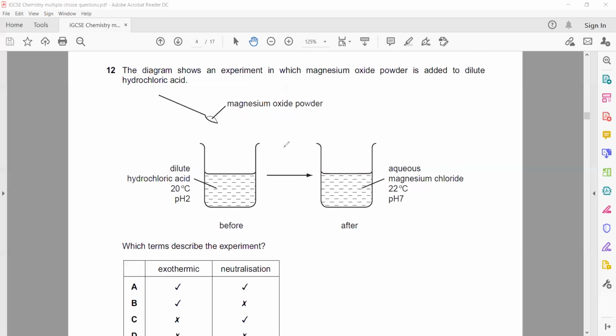If the water temperature decreases, for example, in the same question but instead of 20 it becomes 17, what does it show? The water temperature decreases because when hydrochloric acid and magnesium oxide react, they take energy from the water molecules. That's why the water temperature decreases, and it's endothermic.